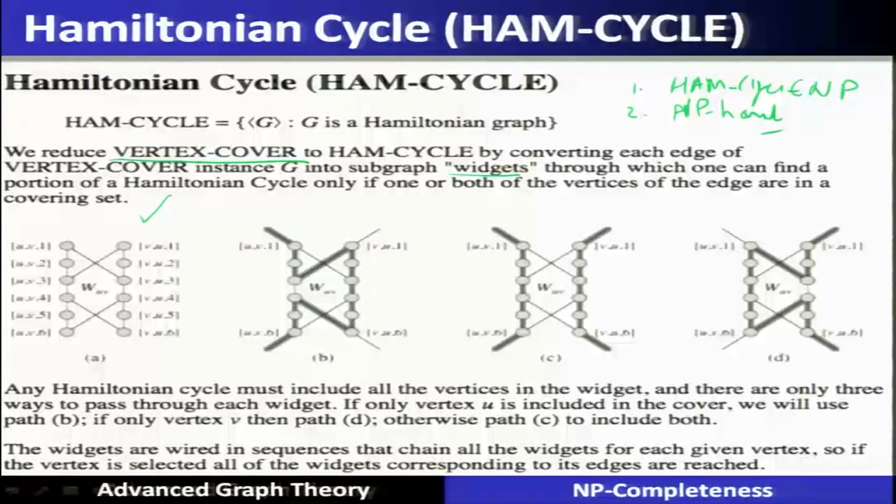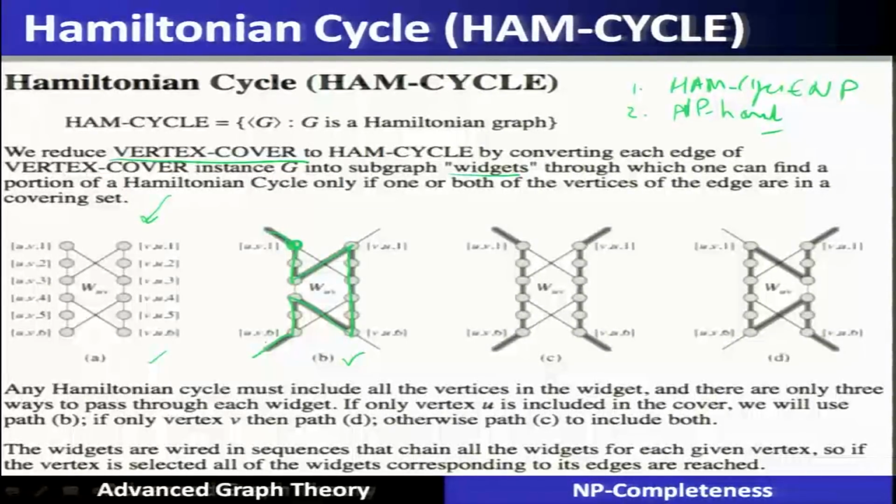So this is a non-trivial problem, to convert an instance of a graph into the subgraph of widgets, which is shown over here in this particular figure. Now any Hamiltonian cycle must include all the vertices in the widgets, and there are only 3 ways to pass through each widget. If only vertex u is included in the cover, we will use the path B. That means it will enter from u and trace back on the right side of the widget, then come back, return to the same part and exit.